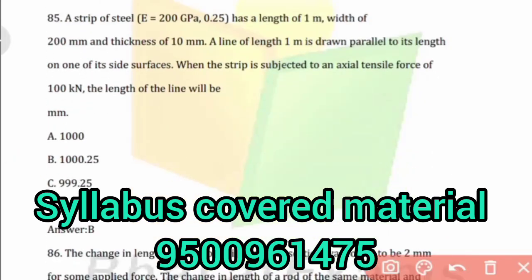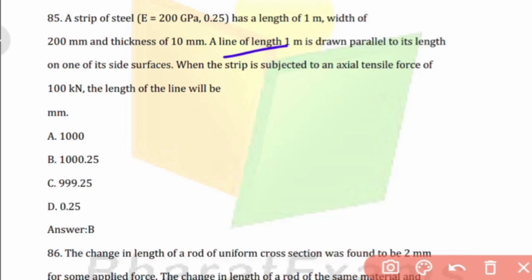A strip of steel, E equal to 200 GPa, ν equal to 0.25, has a length of 1 m, width of 200 mm and thickness of 10 mm. A line of length 1 m is drawn parallel to its length on one of its side surfaces. When the strip is subjected to an axial tensile force of 100 kN, the length of the line will be 1000.25.